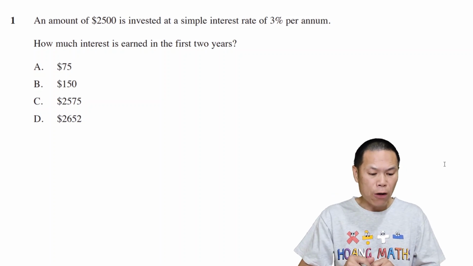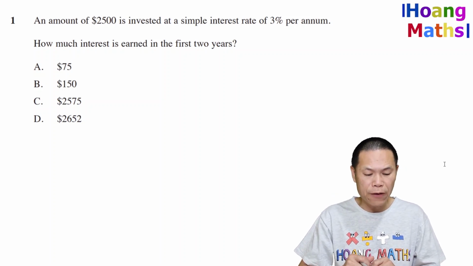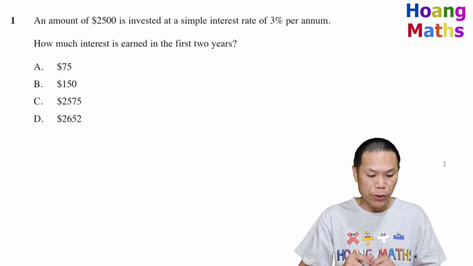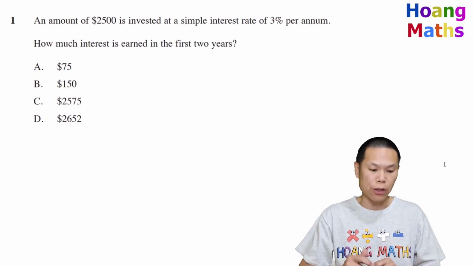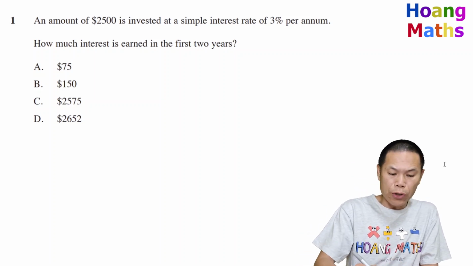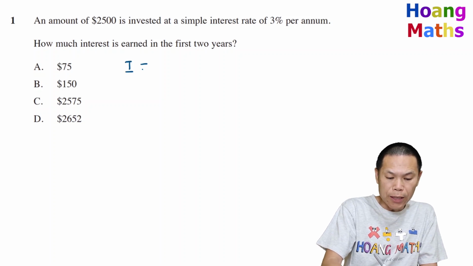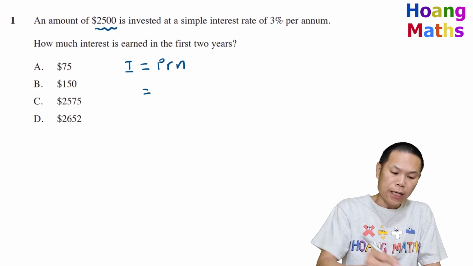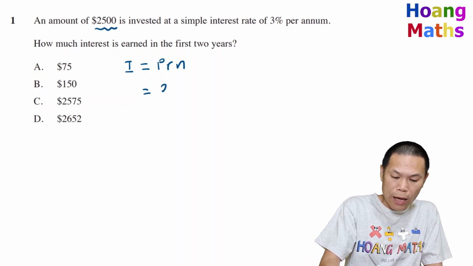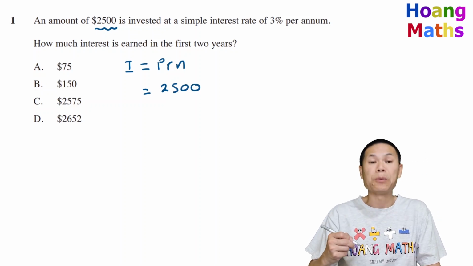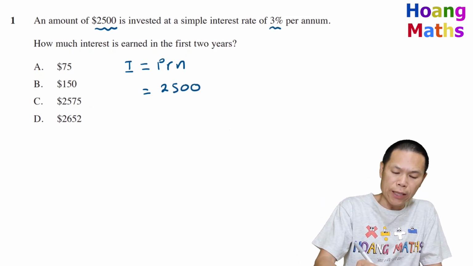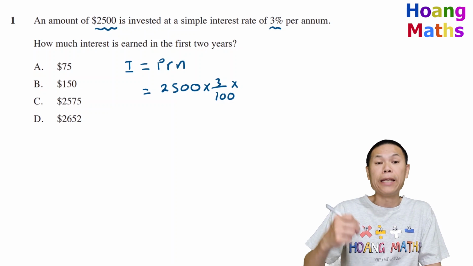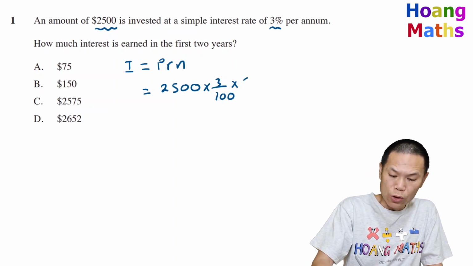First one, an amount of $2,500 is invested at a simple interest rate of 3% per annum. How much interest is earned in the first 2 years? So first of all, we know that for simple interest, I is PRN, and P is the amount of money that we invest, so that is 2,500, and we times by the interest rate, 3 over 100, and we times by N. N is years, so that is 2 years.